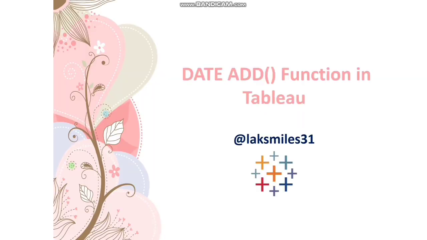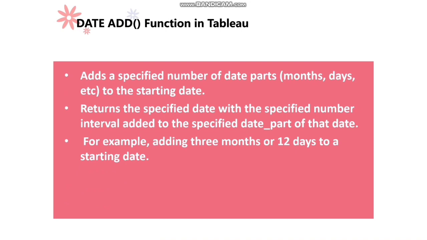Date add function in Tableau. Let's get started. So date add allows us to add a specific number of date parts to the starting date, be it months, days, or years, etc. So it returns the specific date with the specified number interval added to the specific date part of that date. For example, if you want to add 3 months to a particular starting date, you will be able to do it with the help of date add function.